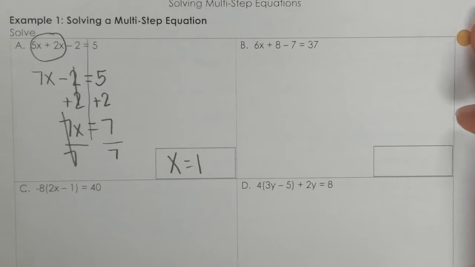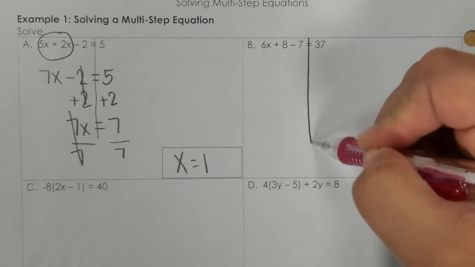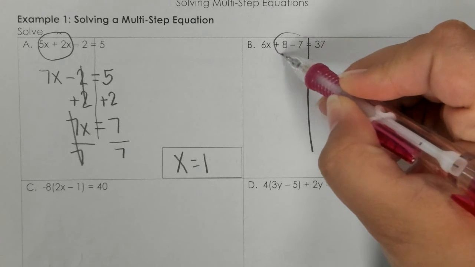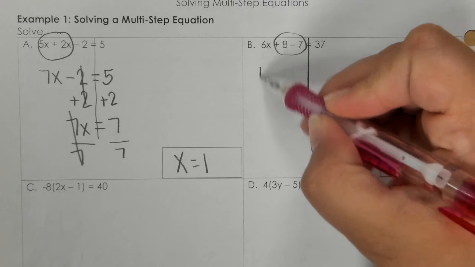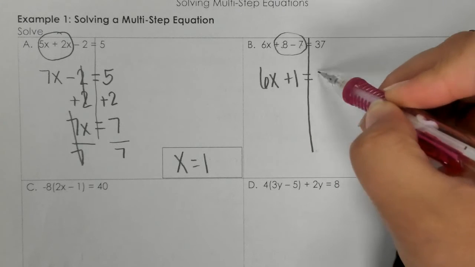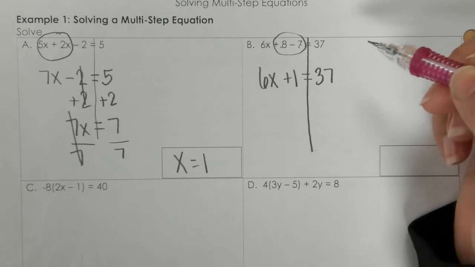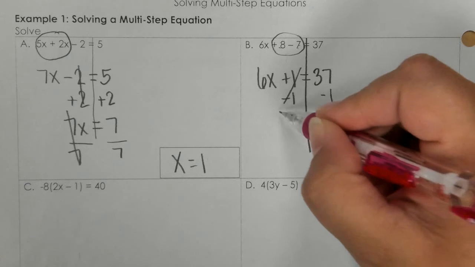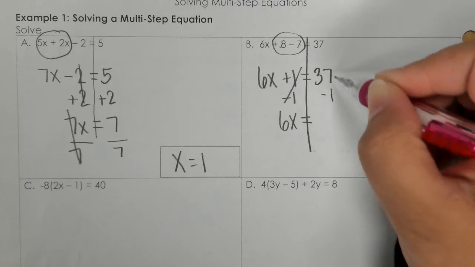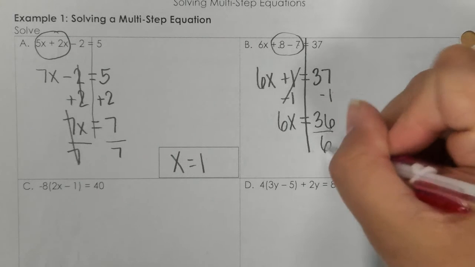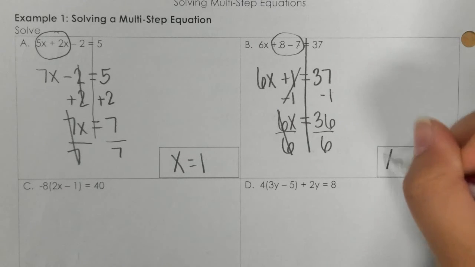In part B, we still have like terms on the same side, but they just don't have x this time, which is okay. So we have 6x, and then 8 minus 7 is 1, equals 37. So two-step equation, so subtract 1, we get 6x equals 36. We divide by 6, and x is 6.